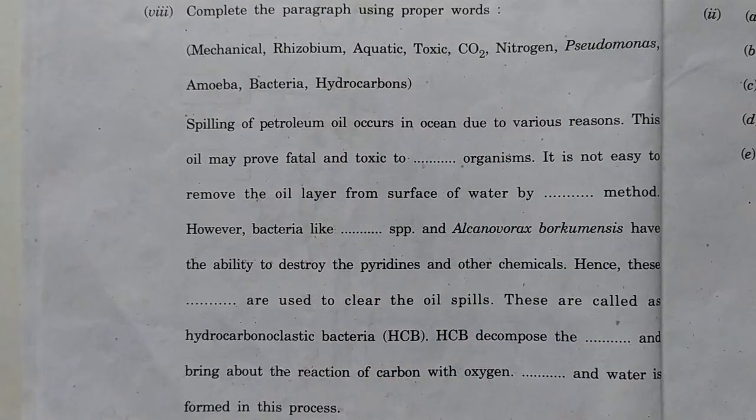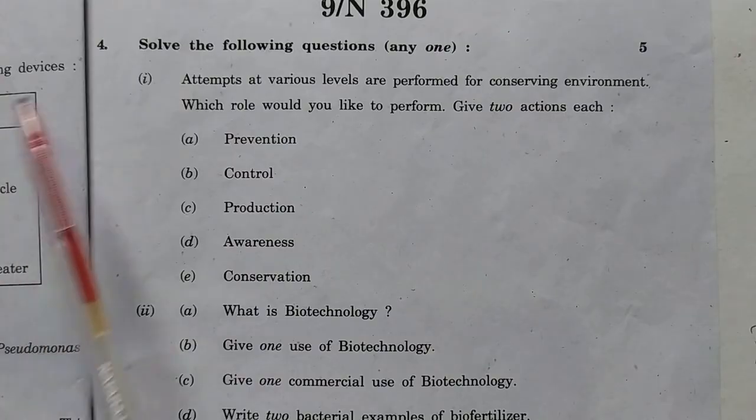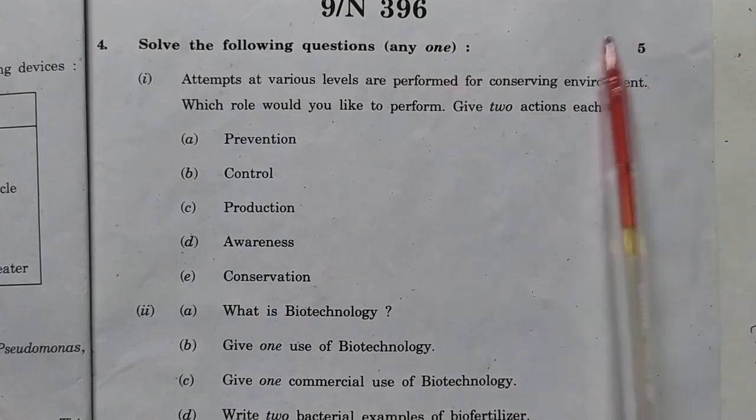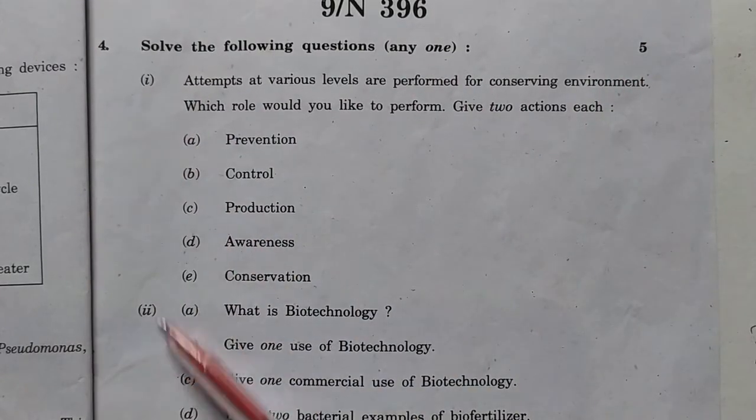After that there is the last question, that is question number 4. So let's check out question number 4. So friends, this one is question number 4, and the question is solve the following questions any one, and you are going to get 5 marks. There are total 2 questions, you have to attempt any one.